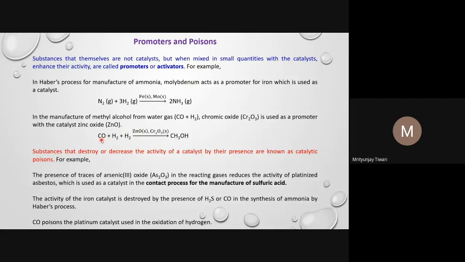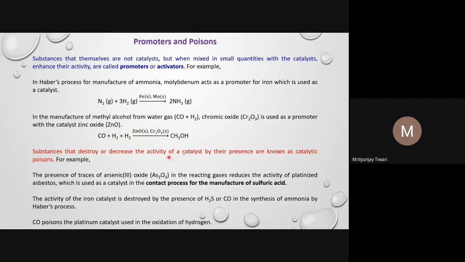This is water gas, CO plus H2, and one extra hydrogen is required as a reactant, and so we get methanol. So one can write this reaction: people also say CO plus 2H2 gives CH3OH, although, sorry, CO plus H2 is water gas.